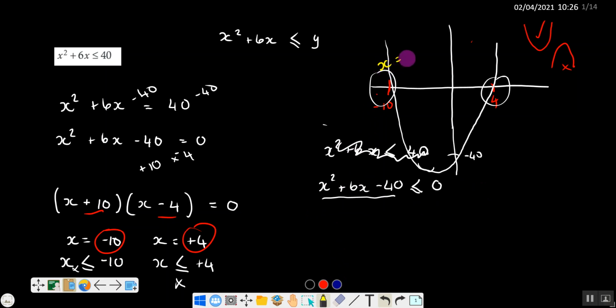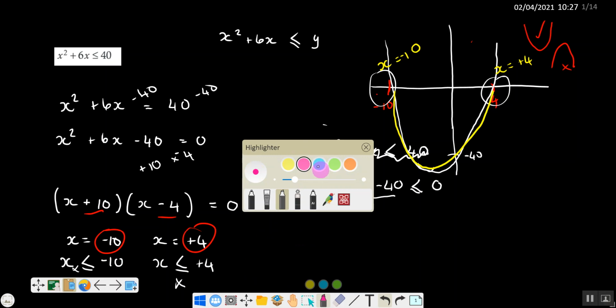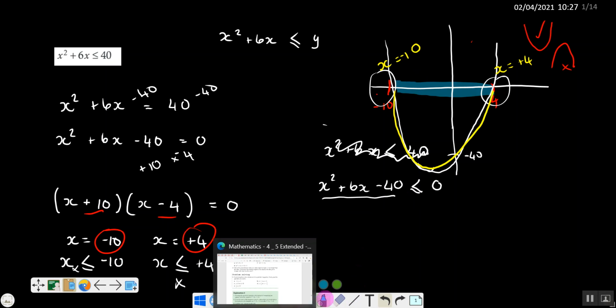So I know x equals negative 10 there, and x equals positive 4 there, and the line is less than 0 when it's under the axis. So I'm looking at that point. So I am only interested in this region here, yeah? So how do I describe that?